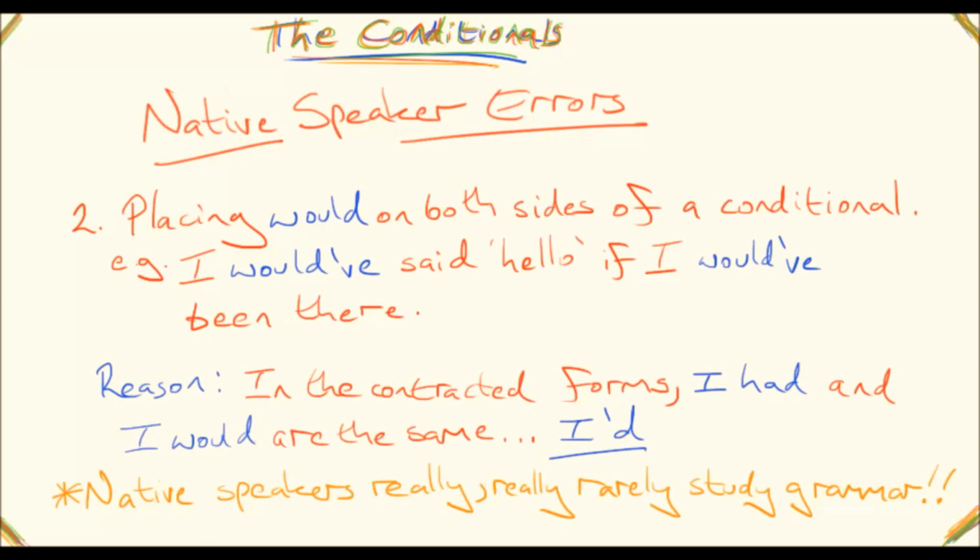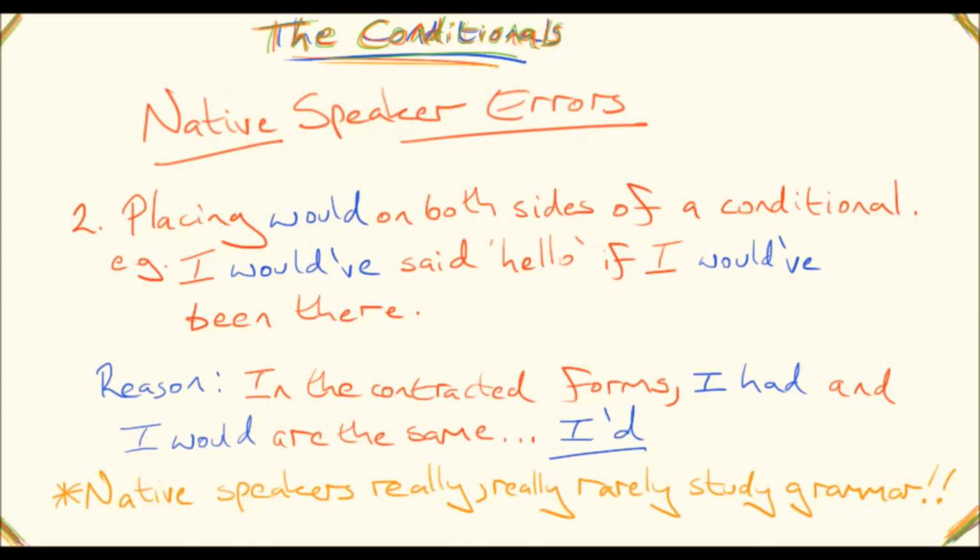Native speakers will sometimes place "would" on both sides of a conditional. I've strictly told you, that's not possible. The example being, "I would have said hello if I would have been there." Well, we know that in that sentence, in the main clause, "I would have said hello," that's fine. But then we'll also sometimes put it in the conditional clause, "if I would have been there." We'll put it there erroneously.